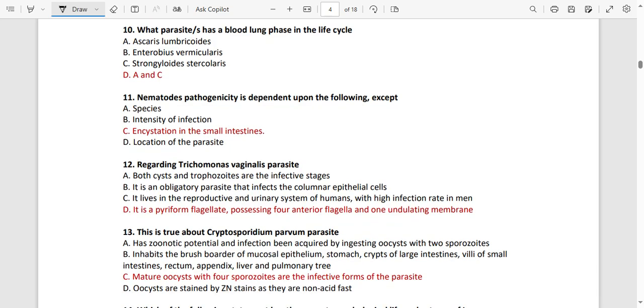Number 10, which parasite or parasites have a blood lung phase? Yes, please.